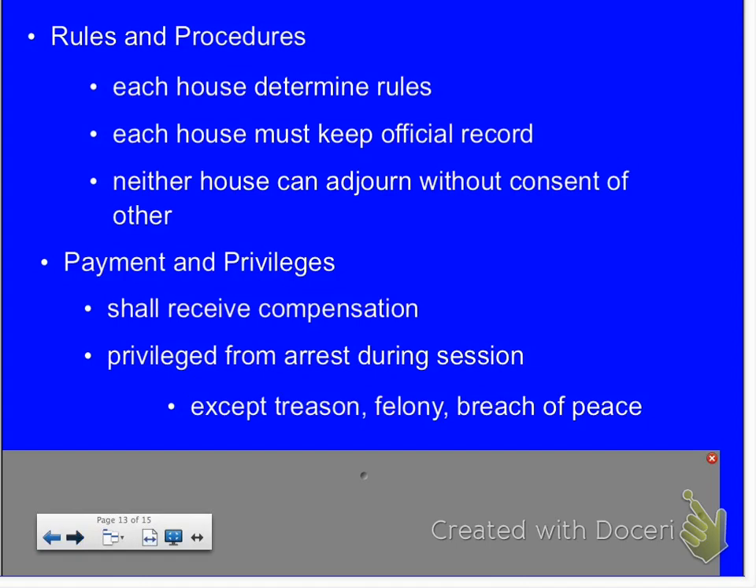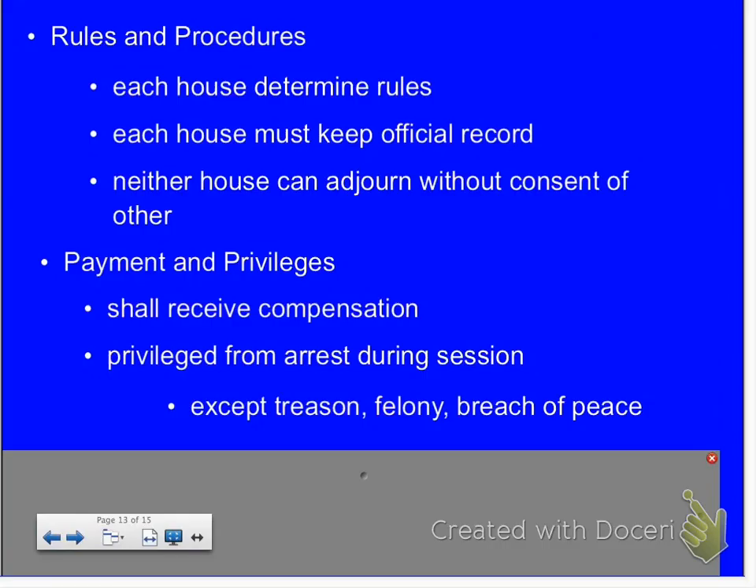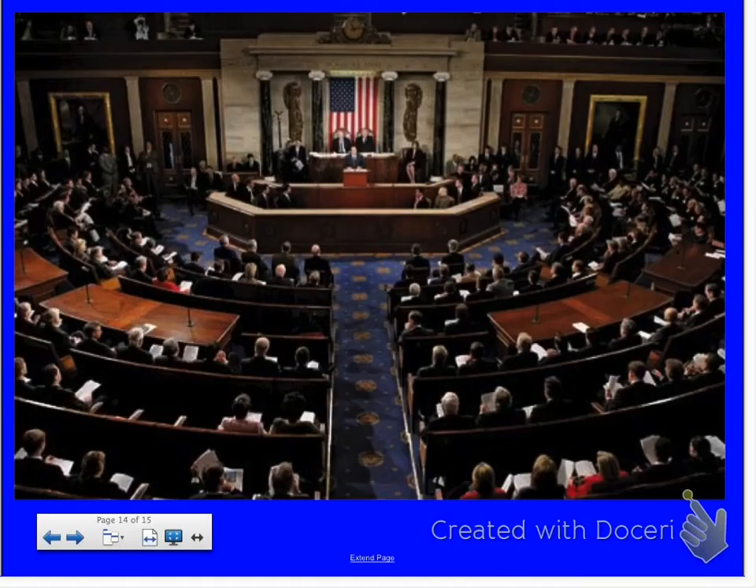Now, I'm going to show you a picture of the Senate. It looks just like the House, except not as many people. There's only 100 of them compared to the 435 House of Representatives members.